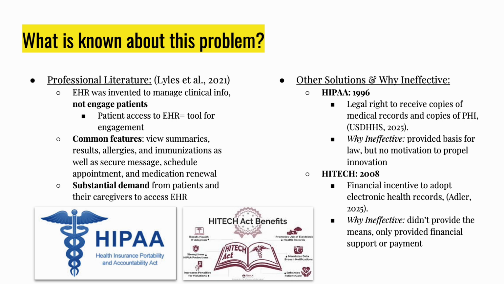But why is this ineffective? Well, it didn't provide the means, just the support and payment. The HITECH Act gave a financial incentive to adopt the electronic health record, but it did not offer which health records to adopt or which health record is the most efficient or most widely used. So it just didn't provide the means, but it provided the support.